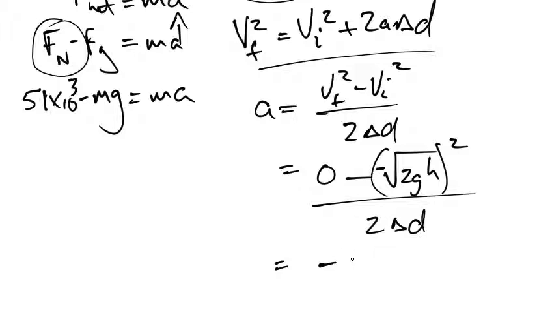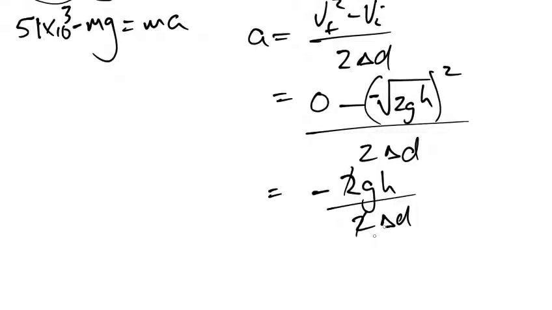So we're going to get negative 2gh on top because the square is going to cancel out the square root, and on the bottom we have 2 delta d. 2's cancel out. And by the way, delta d was negative 0.6. So we've got gh all over 0.6 for the acceleration.